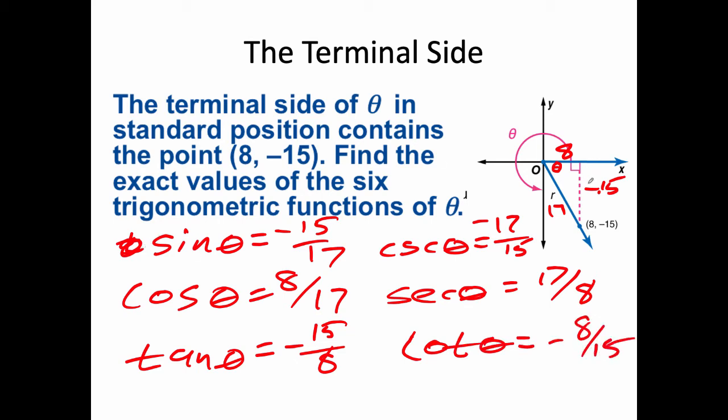Notice the sine in quadrant 4 is negative, but the cosine in quadrant 4 is positive. Ooh, foreshadowing. Things to come are going to be wonderful. And the tangent in quadrant 4 would be negative as well.